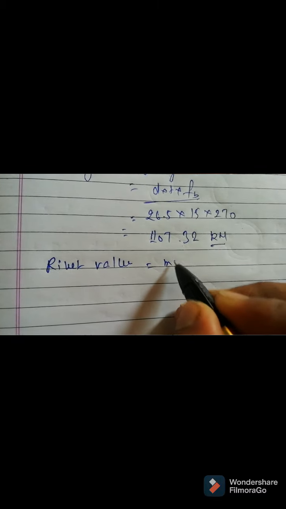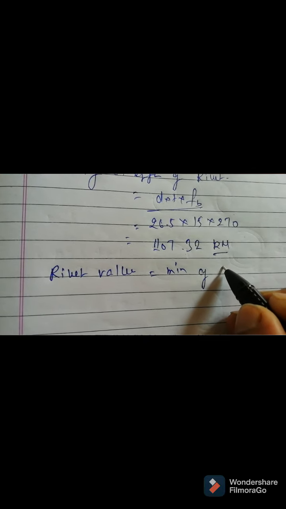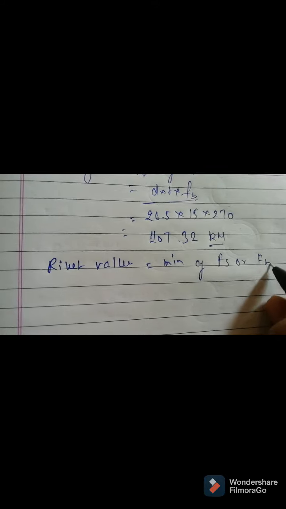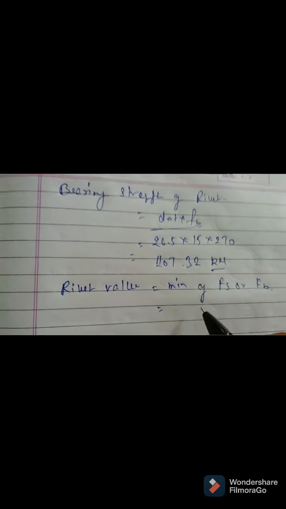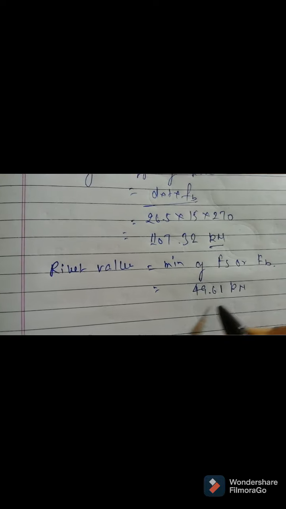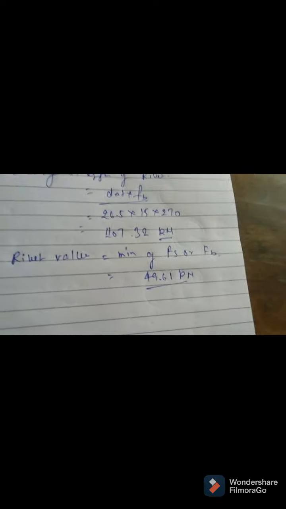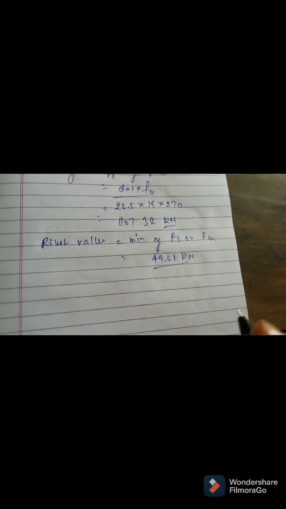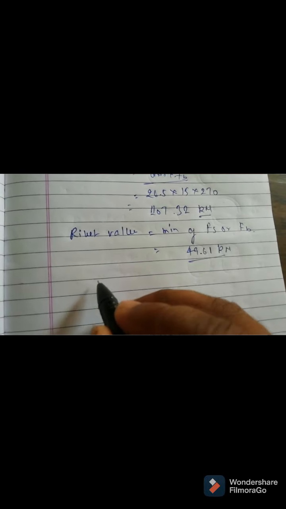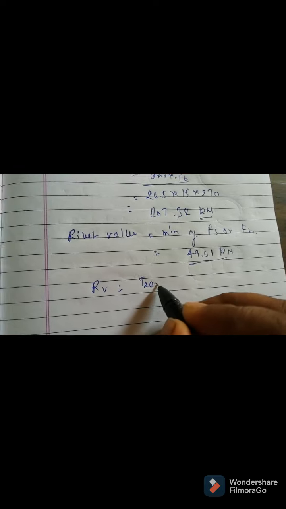So what is the rivet value? Rivet value is the minimum of Fs or Fb. So here the minimum is 49.61 kilonewton. Okay, so we have the rivet value, and nothing else has been given. So let's take Fp equal to the rivet value, Rv equal to the tearing strength of plate.